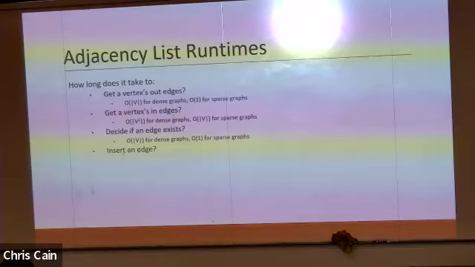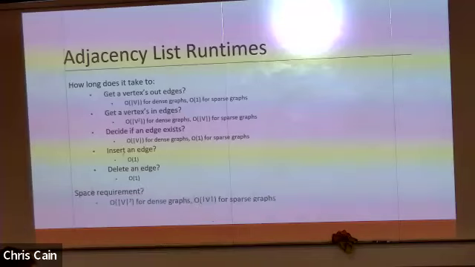To insert an edge is still constant. To delete an edge, still constant. So the space requirement is the same as it was for an adjacency matrix for dense graphs, but it's significantly less for sparse graphs. So we can see this is just better for sparse graphs than the adjacency matrix. Comparatively, the adjacency list is better for sparse graphs and the adjacency matrix is better for dense graphs.